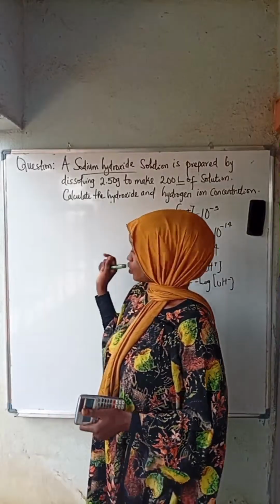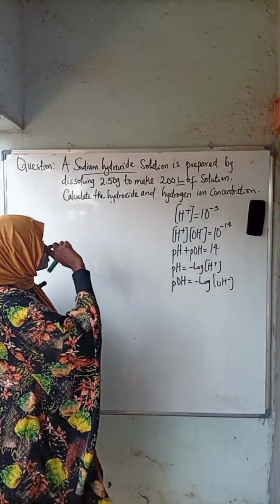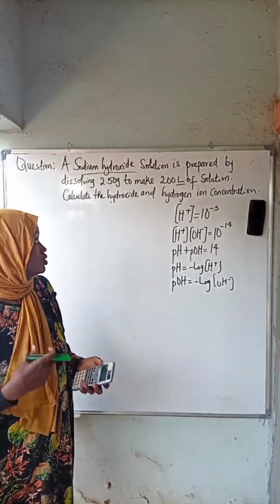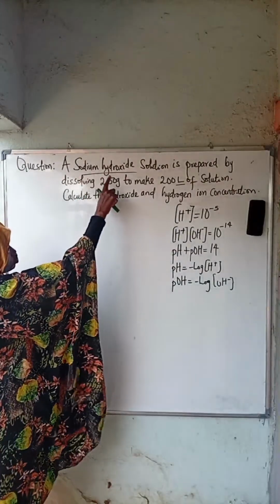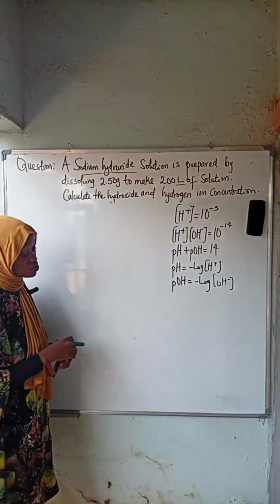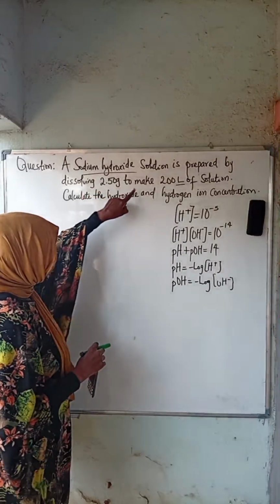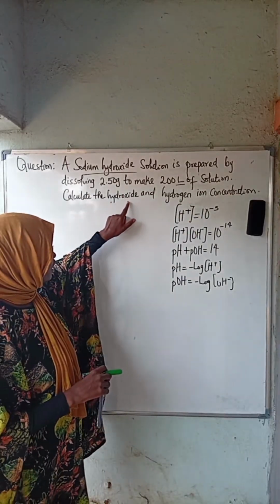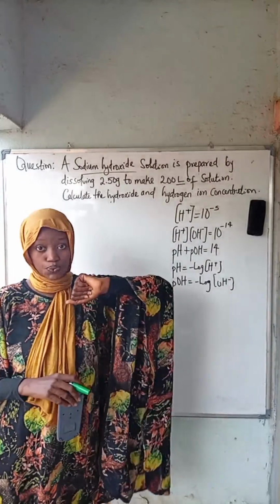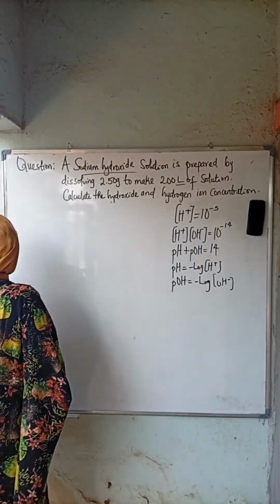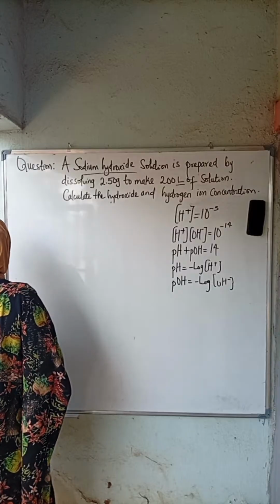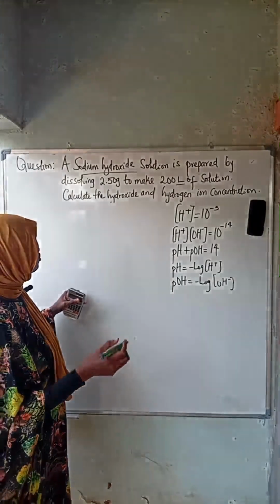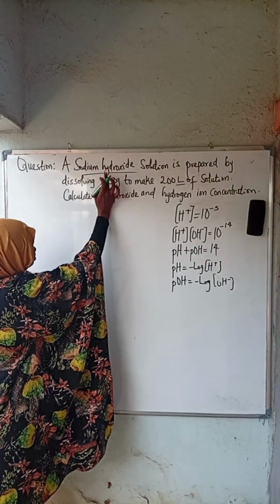So today we have a question to solve, which is under pH scale. The question here is: a sodium hydroxide solution is prepared by dissolving 2.50 grams to make 2.00 liters of solution. We have to calculate the hydroxide and hydrogen ion concentration. So let's bring out the parameters we have. It says a sodium hydroxide.